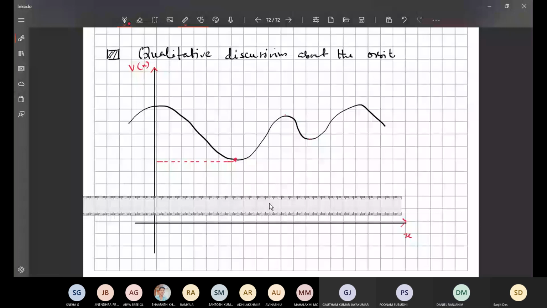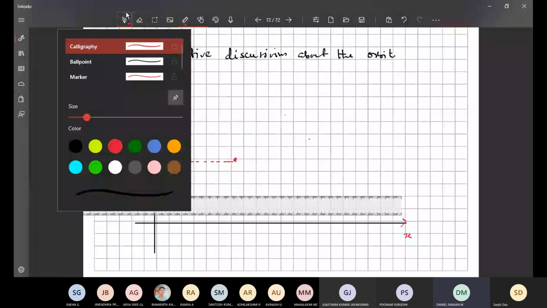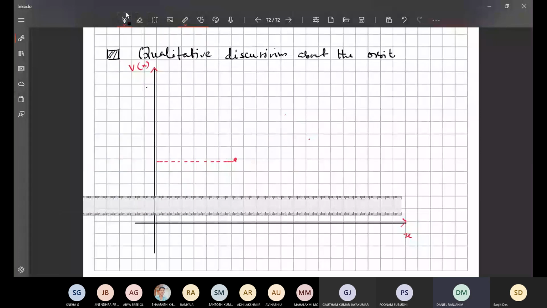Let me see. Can I close? If I close it, Control Z will be closing everything. Okay, let me do it. Let me try to see. I'll put it on here. Slowly, let me do it.